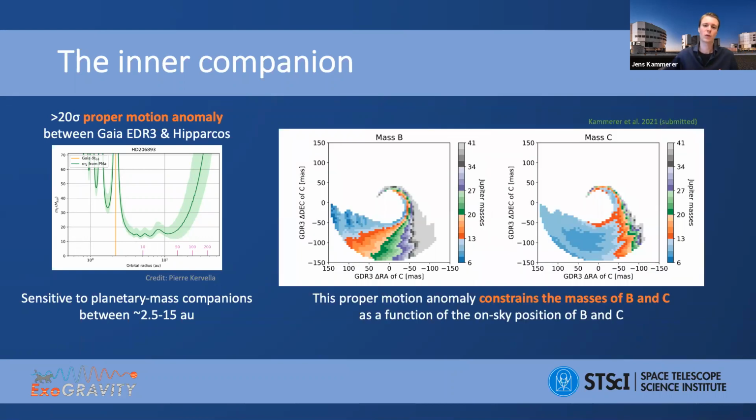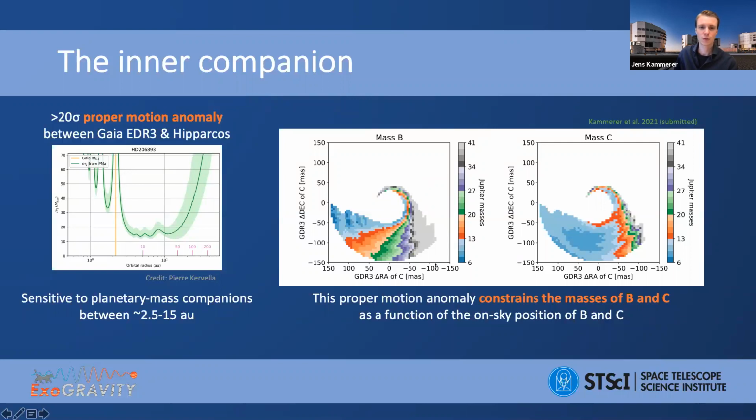Now, of course, we only know the orbit of B to a very high precision. The orbit of C is pretty much unconstrained. So we could only compute these mass constraints as a function of the on-sky position of that C companion, which is still unknown. And all of the parameter space here, which is white, can basically be ruled out because one of the companions would have to have a negative mass to explain the proper motion anomaly.